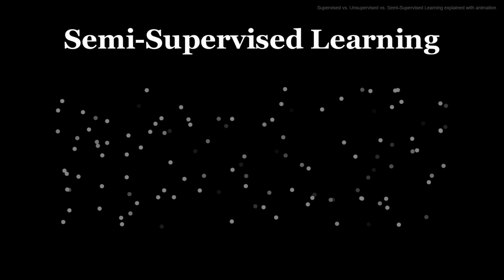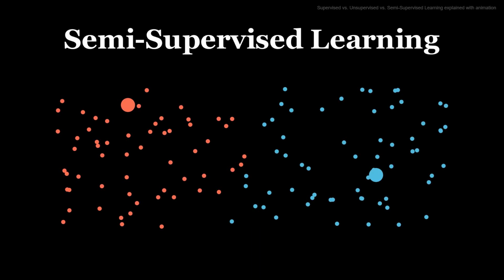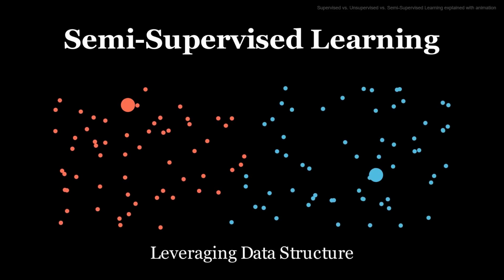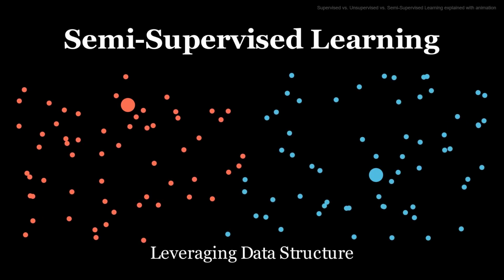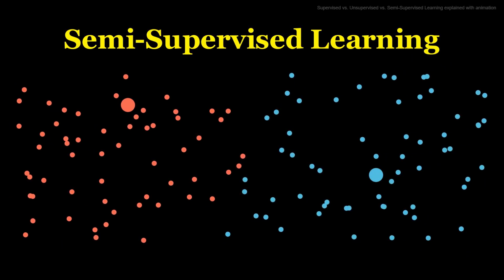Finally, we have semi-supervised learning, a fascinating hybrid approach. It comes into play when you have a small amount of labeled data, which is often expensive or time-consuming to obtain, alongside a large amount of readily available unlabeled data. The idea is to use the small labeled dataset to kickstart the learning process, and then leverage the vast unlabeled data to improve the model's understanding of the overall data structure. The labeled examples guide the initial learning, and the unlabeled data helps refine the decision boundaries by revealing underlying patterns. It's like having a few answers to a test and using those answers to infer the solutions for the rest of the questions.